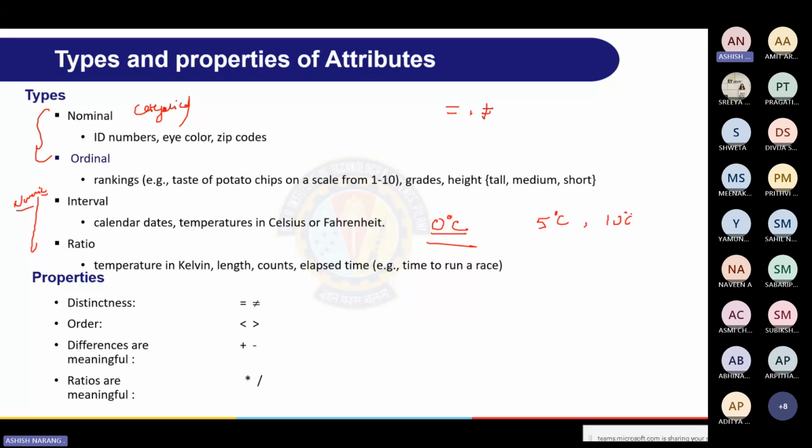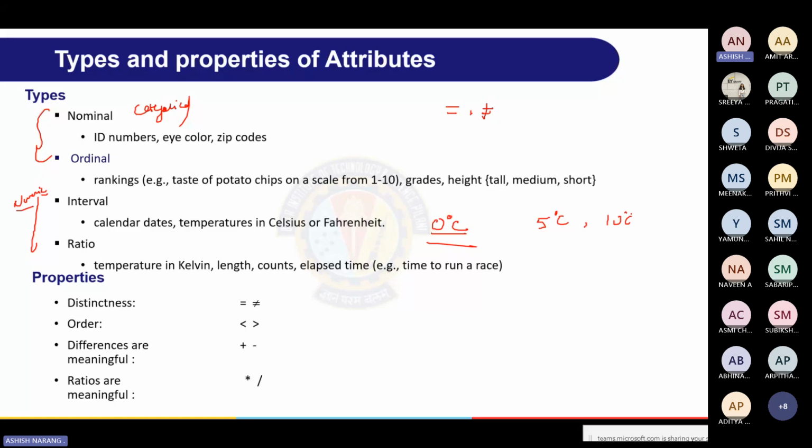When you have a temperature like 0 degrees, it is almost a freezing point. When you have a temperature of 5 degrees, it's still cooler, 10 degrees more cooler. But I cannot say it is twice as hot as 5 degrees, or that 5 degrees centigrade is twice as cold as 10 degrees. It does not make sense to make a multiplication factor between temperatures when they are given in Celsius or Fahrenheit.